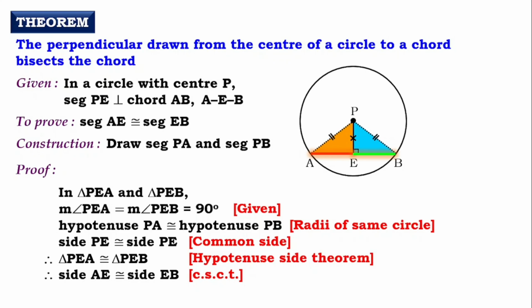Understood? Yes. Now see students, I have proved that if a perpendicular is drawn from the center of the circle to the chord, it bisects the chord. That means if I draw a perpendicular from the center of a circle towards the chord, that chord will be divided into two equal parts.